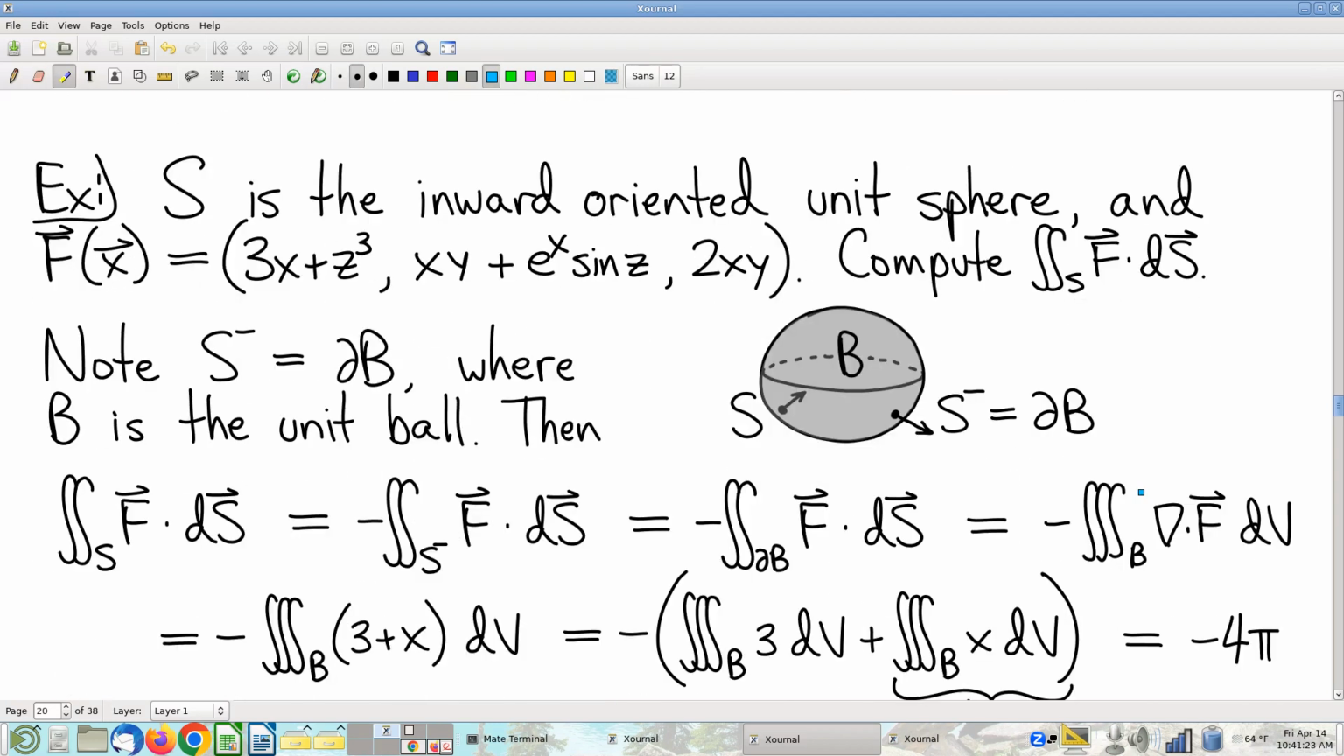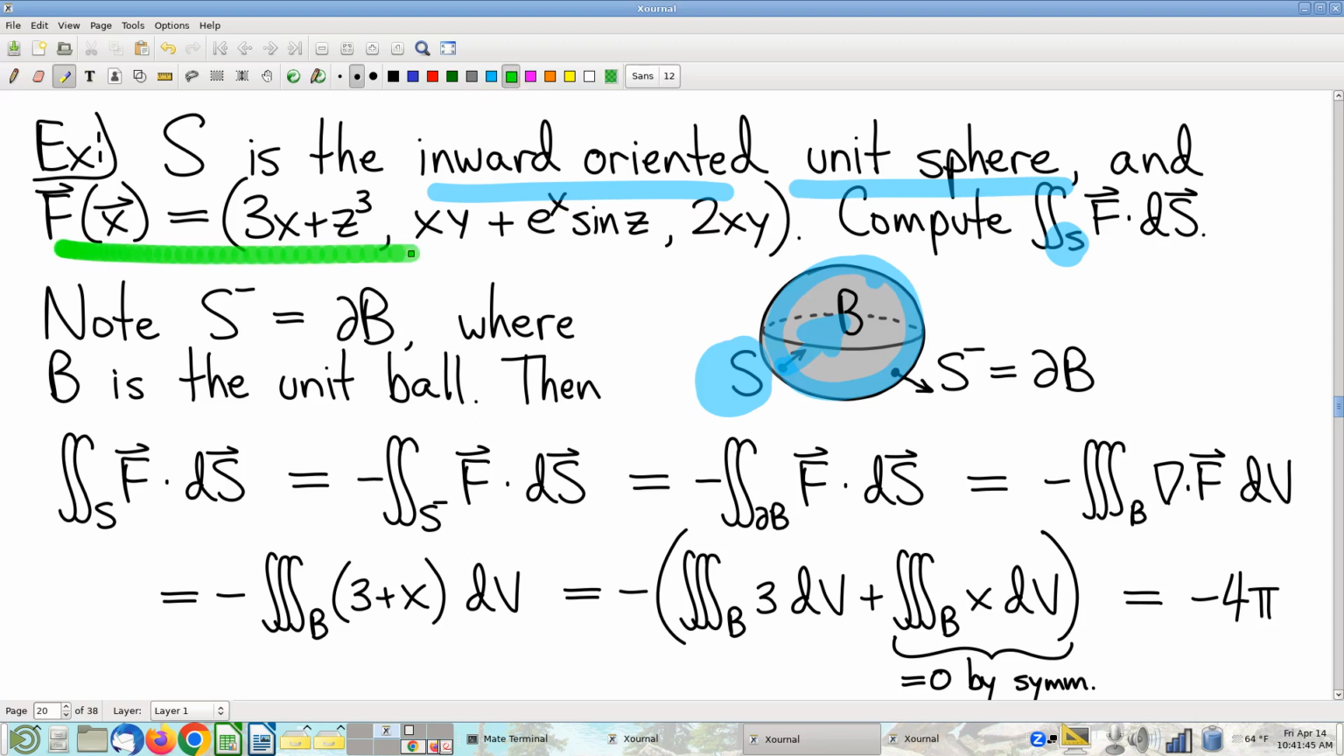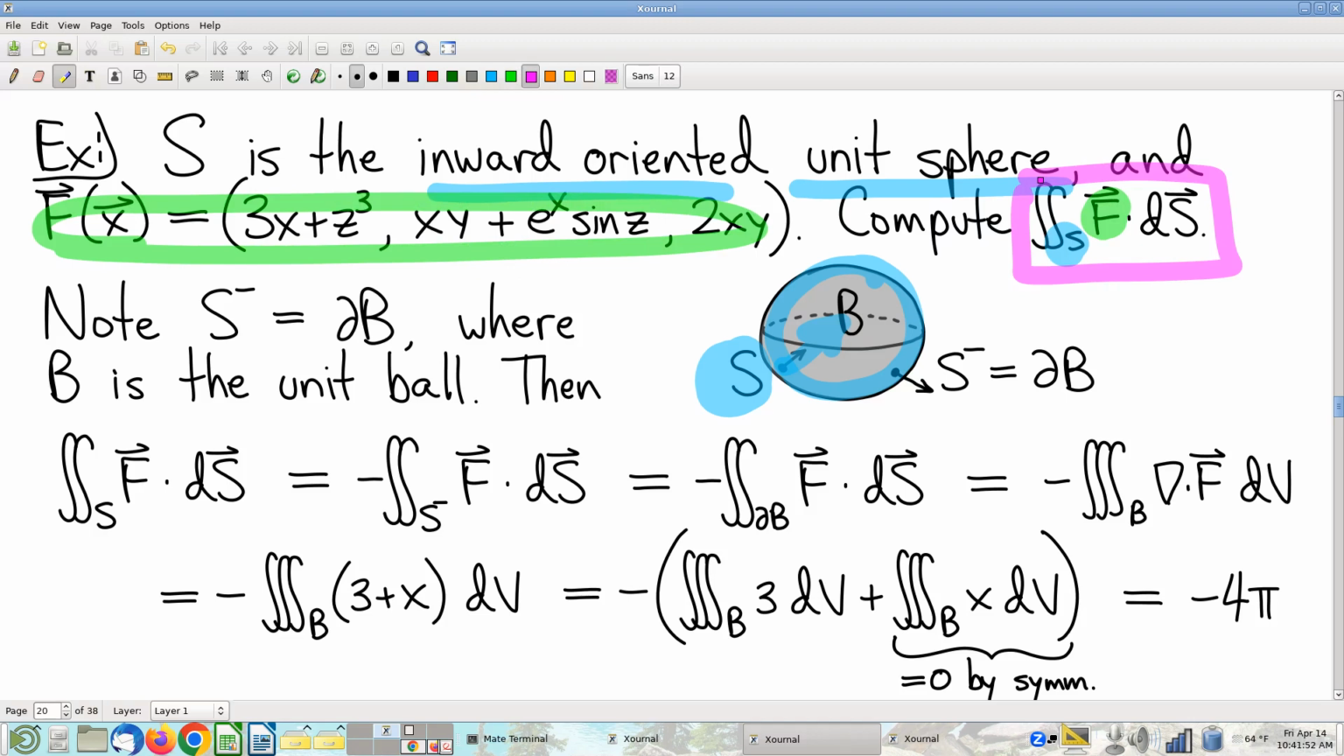All right, so let's see here. We have a surface given. The surface is the inward-oriented unit sphere. So that's this. There's our surface S. And on that surface, I am interested in this vector field F, also given. Specifically, I want to compute the flux, the vector surface integral, in other words, of that vector field through that oriented surface.